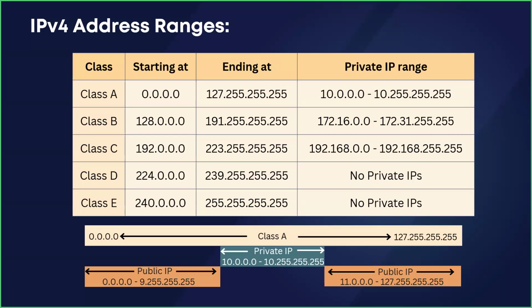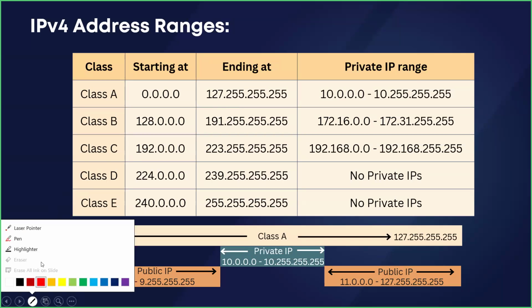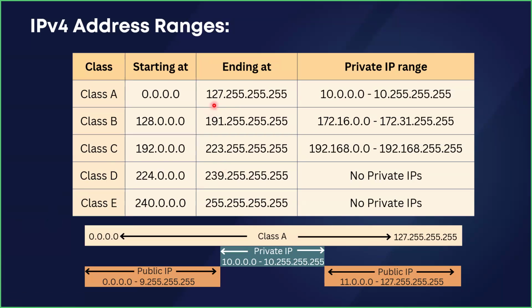Class A starts at the first IP 0.0.0.0, and goes all the way up to 127.255.255.255. Since it's ending at 127, class B starts at 128.0.0.0. All these 255s cycle back to zeros, and the leftmost octet increments by one, as we learned in the sequencing of IPs yesterday. From 128, class B goes all the way up to 191.255.255.255.